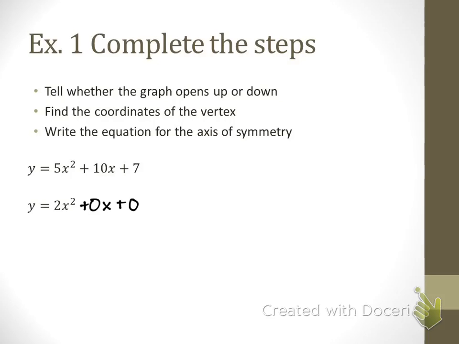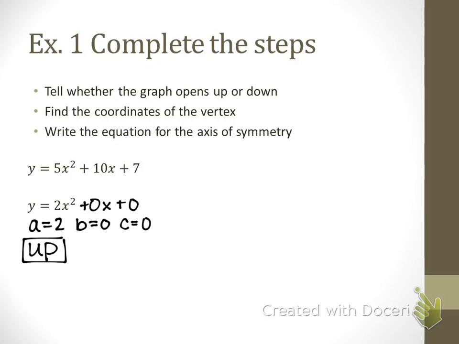Okay? So, first of all, let's label A, B, and C. A is equal to 2, B is equal to 0, and C is equal to 0. Let's tell whether the graph opens up or down. Scooter, does the graph open up or down? Up. Very good. And I know that because A is positive. So I'm going to write up. All right. Let's find the coordinates of the vertex.